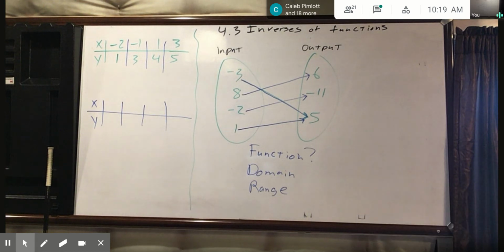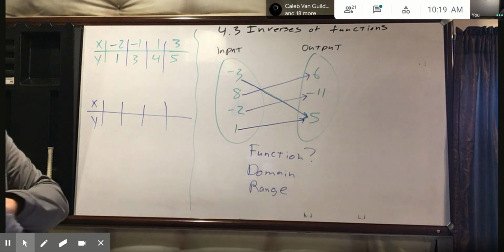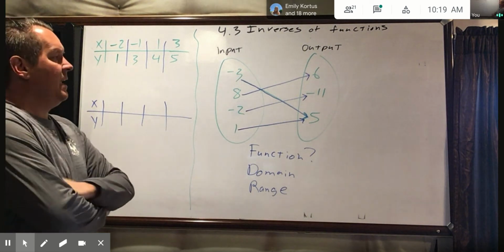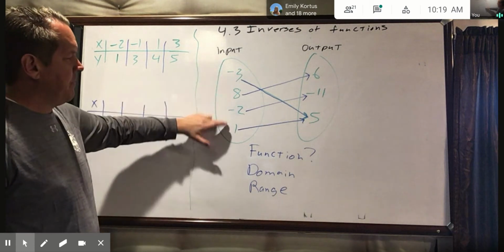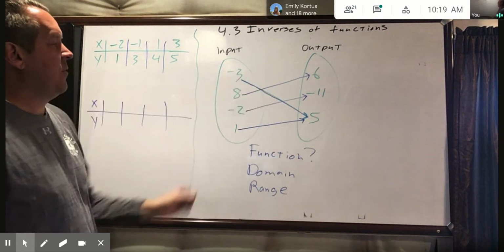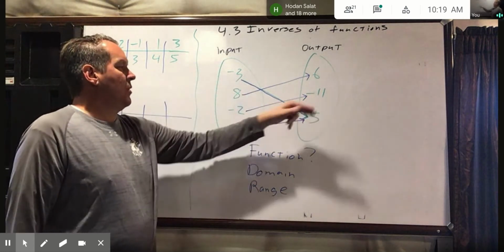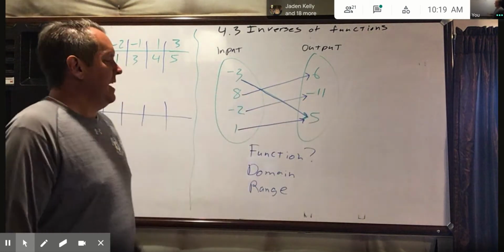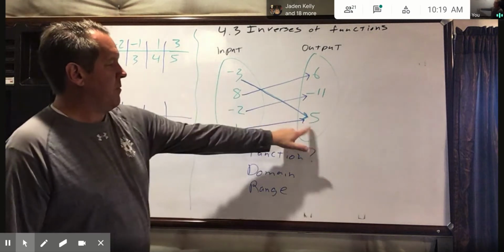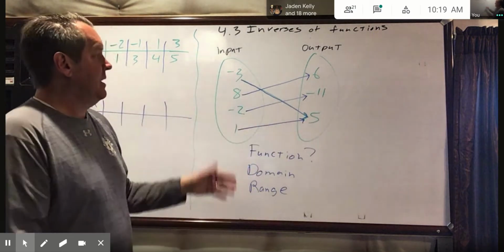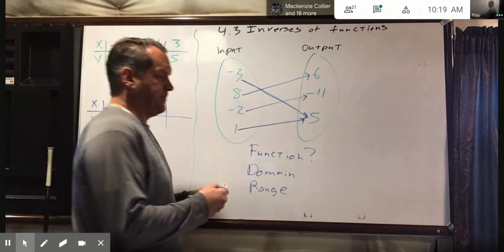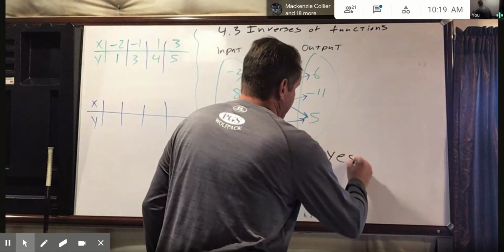All right, good news. What I'm seeing here, this is indeed a function. The reason being, each of these x values or inputs is only going to one number over there. -3 is going to 5, 1 is going to 5, -2 is going to 11, and 8 is going to 6. It doesn't matter that both -3 and 1 are going to 5. That's not an issue. It's that they're all going to just one. So yes, this is a function.